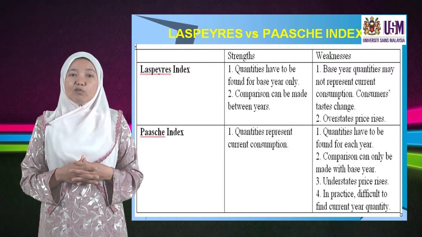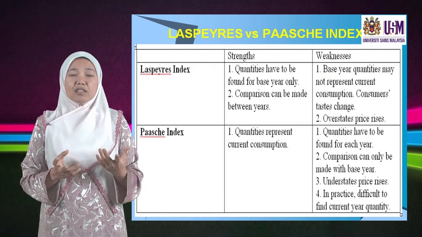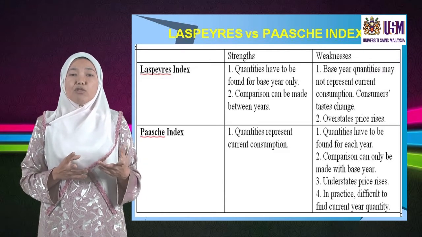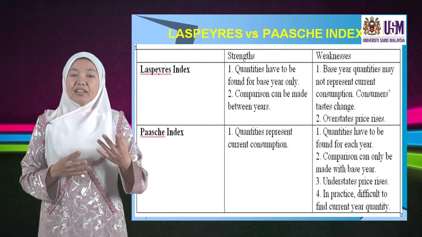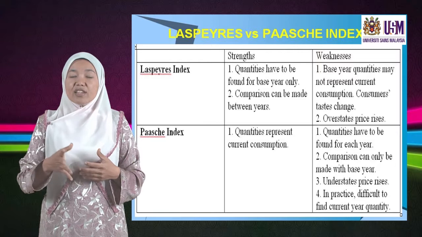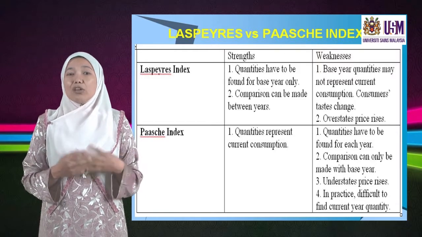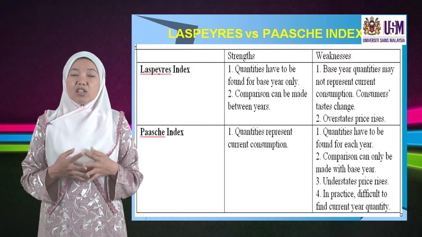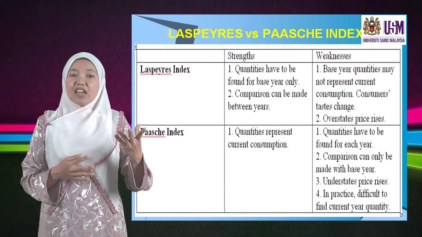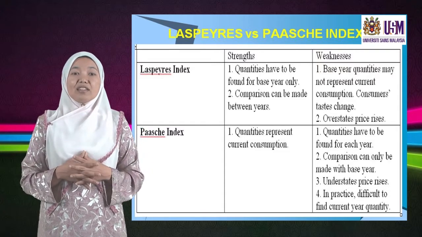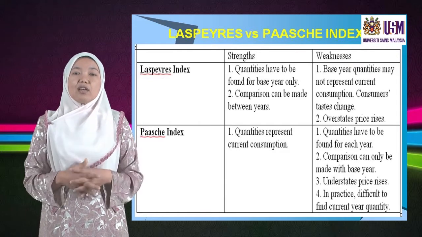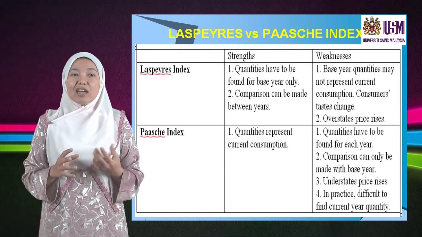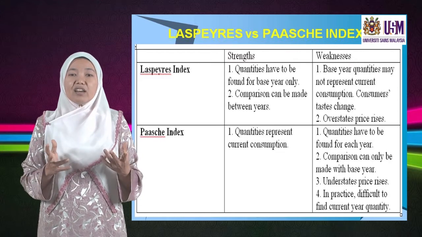So you need to find the quantity of goods that an individual in Malaysia consumed, for example, in 1980. Then from 1980 over the years up to 2013, you can actually make comparison between the years, because the same basket of goods and services is being used. But the problem with using this Laspeyres index is that it has some weaknesses.